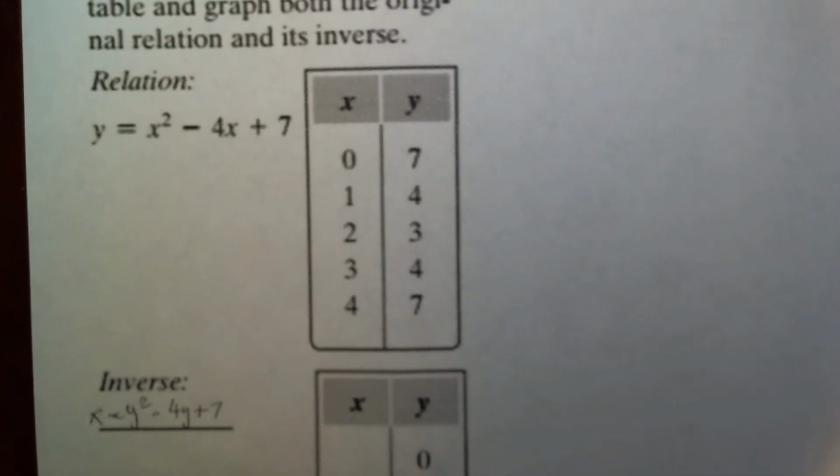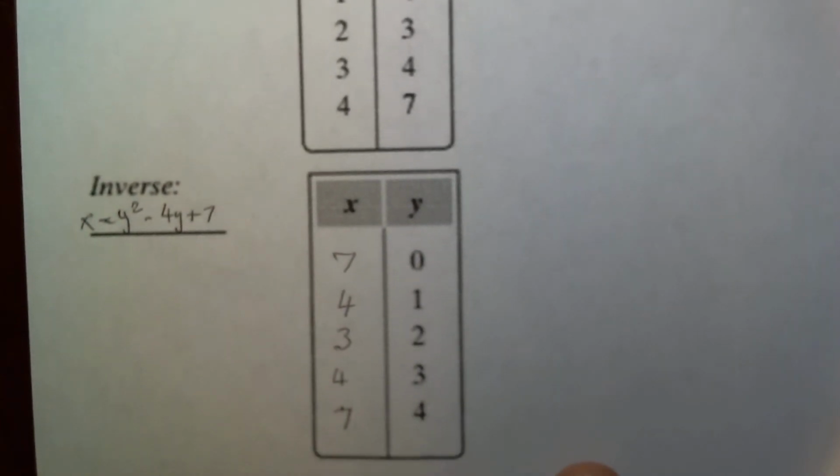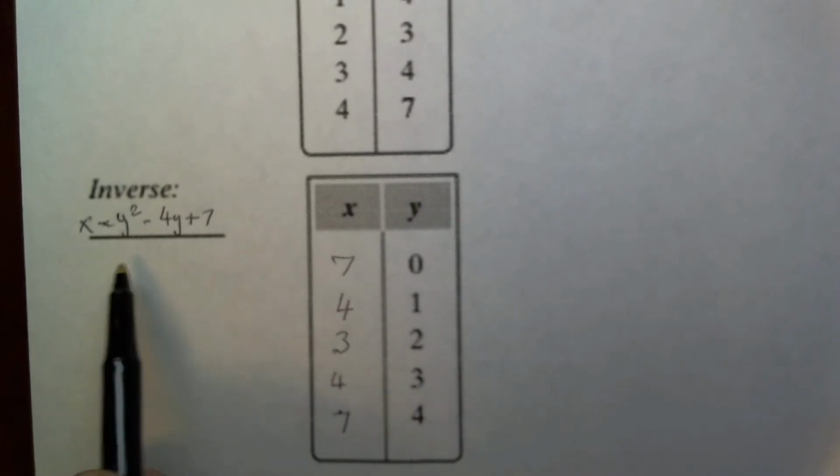And now for the inverse, when we calculate for y equals 0, then we have x equals 7. And when y is equal to 1, then x is equal to 4. And when y is equal to 2, then x is equal to 3. And when y is equal to 3, then x is equal to 4. And when y is equal to 4, then x is equal to 7. So these are the ordered pairs for the inverse relation.